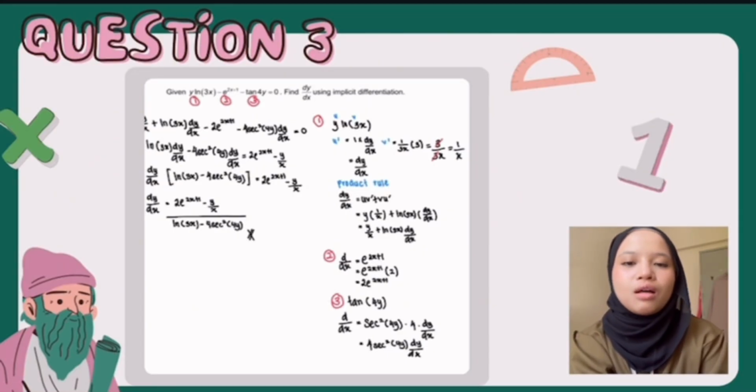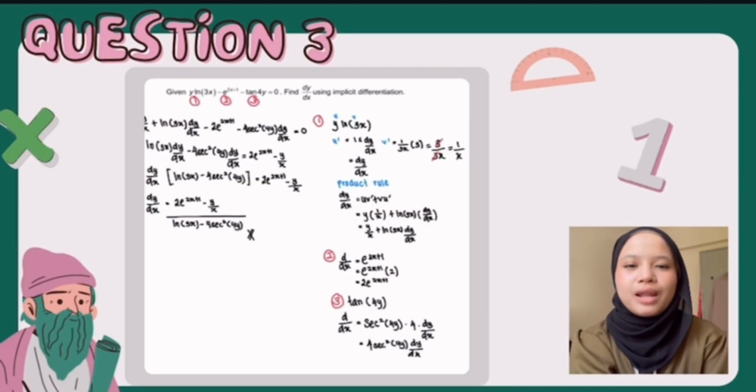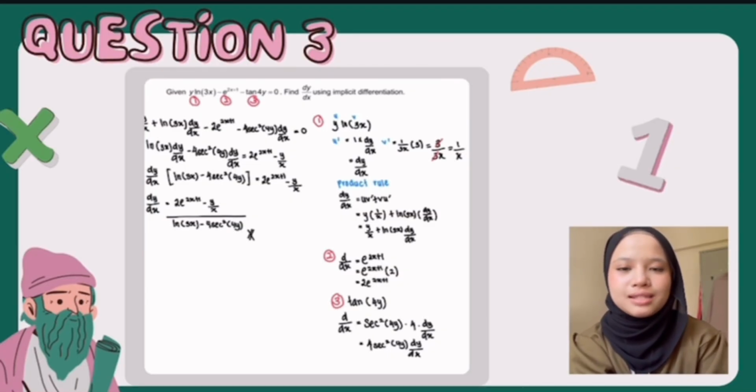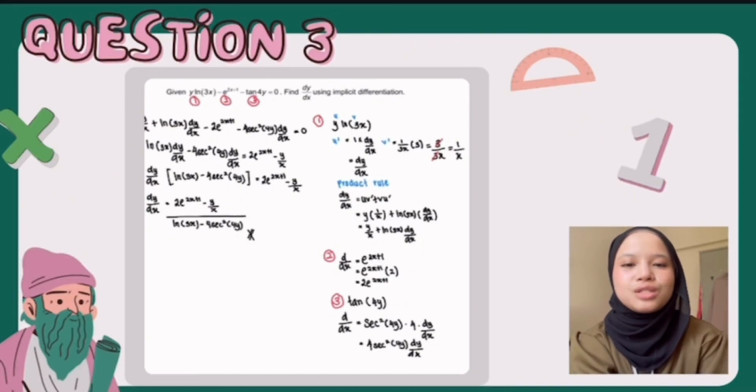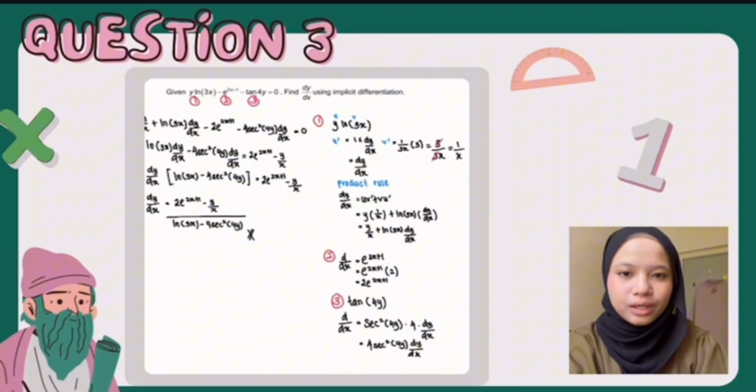After we differentiate all of the 3 parts, we need to arrange them in the original equation, so we will get y over x plus ln 3x dy/dx, and then minus 2e to the power of 2x plus 1, and then minus 4 secant squared 4y dy/dx equals 0. After that, we need to arrange the terms that have dy/dx at the front and the ones that don't have dy/dx at the back.